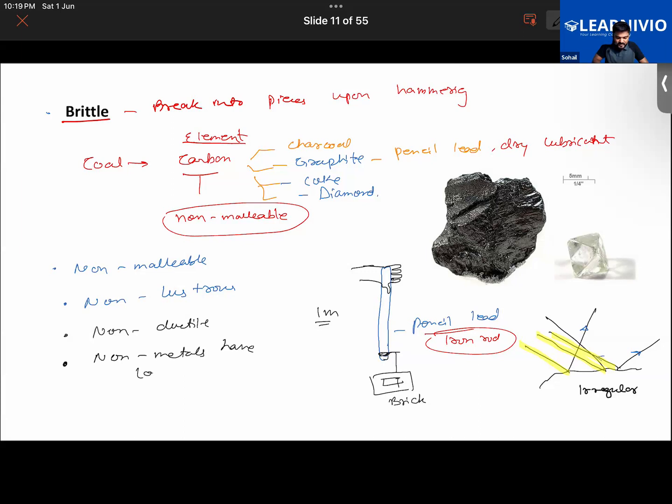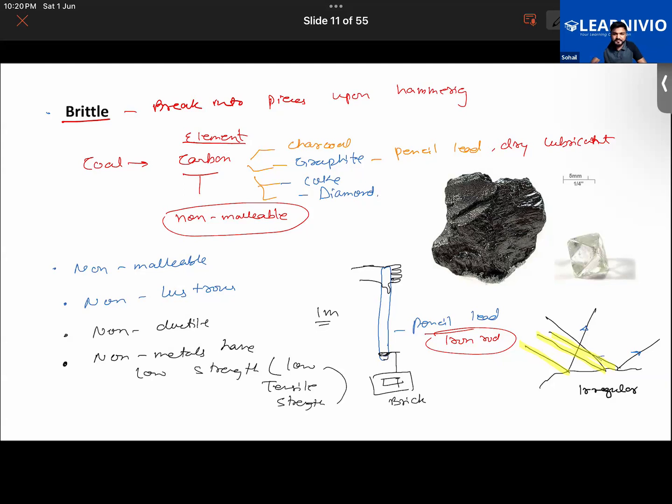Non-metals have low strength. That's why, in order to construct bridges, we would be using iron metal, we would be using steel. So metals are usually strong. They have high tensile strength, meaning the ability of the element to hold large weights without breaking. Non-metals have low tensile strength.